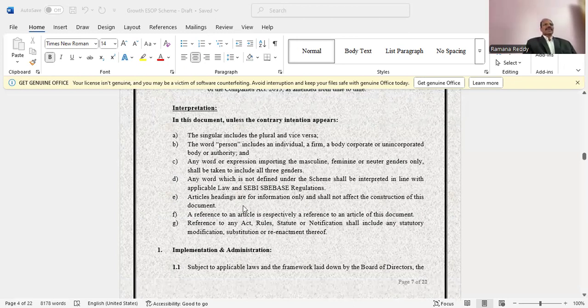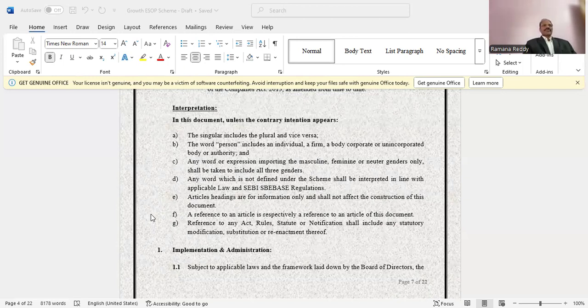Articles and headings are only for information and shall not affect the construction of these documents. A reference to an article is a reference to an article of this document. Reference to any act, rules, statute or notification shall include any statutory modification, substitution, or reenactment thereof. This is how the interpretation is taken in the scheme.